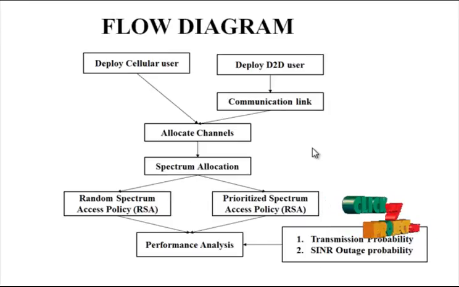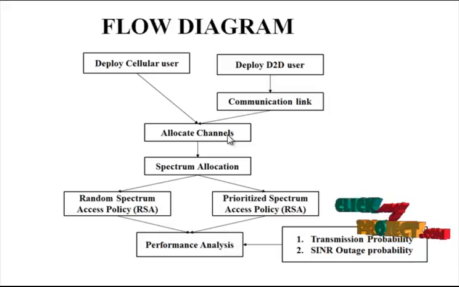Let me discuss the flow diagram for our process. Initially, deploy the cellular users and device-to-device users randomly, and the communication links between the device-to-device transmitter and device-to-device receiver are established. Next, the channels are allocated for all cellular users and device-to-device users. In this channel model, an uplink channel or downlink channel is used for cellular communication. In this work, both cases are considered, when the device-to-device transmission can take place either in one of the uplink channels or one of the downlink channels.